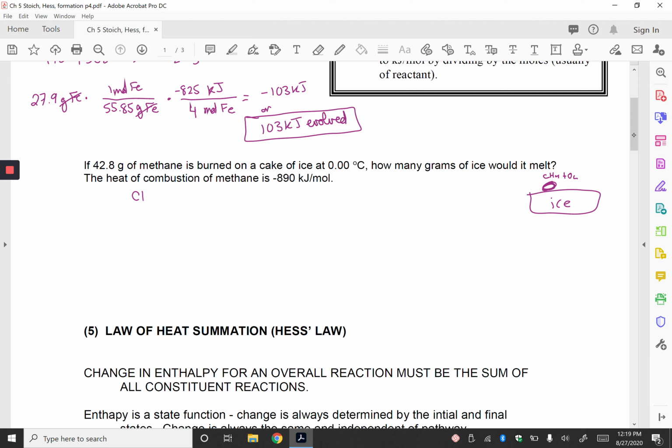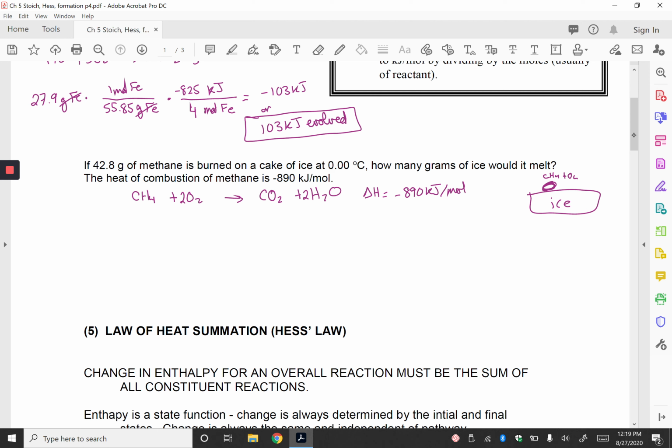So CH4 is methane. It's burning, so I add oxygen to it. I get CO2 and H2O. And to balance it, we need a 2 here, 2 there. Delta H for this reaction, they tell us, is negative 890 kilojoules per mole. Now, this is, again, per mole of reaction, right? Because it says heat of combustion is kilojoules per mole.